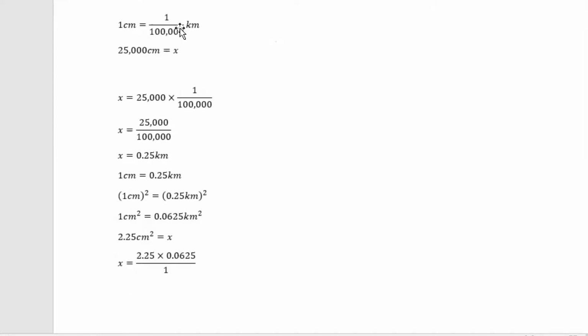Now when you put that in your calculator, 0.0625 multiplied by 2.25 gives 0.14065 kilometers squared. And this is our answer. So just to put some annotation and go over.